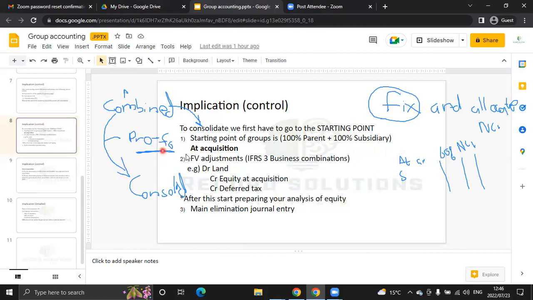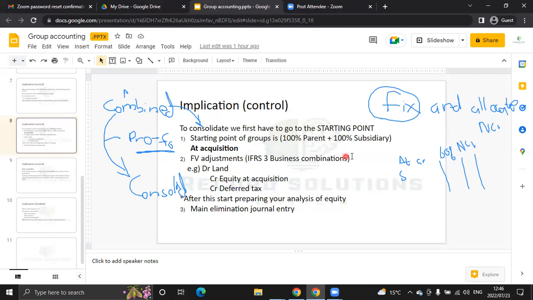So we have to do this pro forma journal entry and say intangible asset we debit, and then we credit equity at acquisition. Do not forget again the deferred tax, right? Do not forget again the deferred tax because it means that it's undervalued. Even something like a contingent liability.